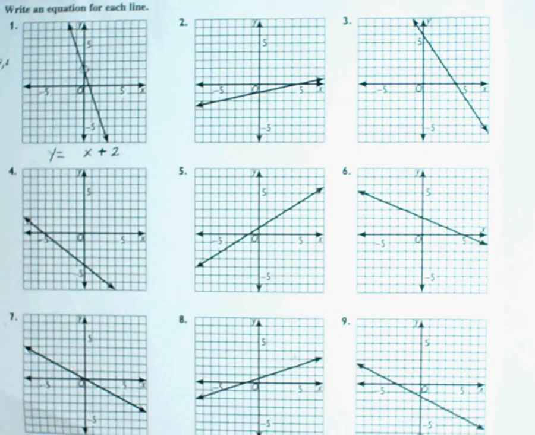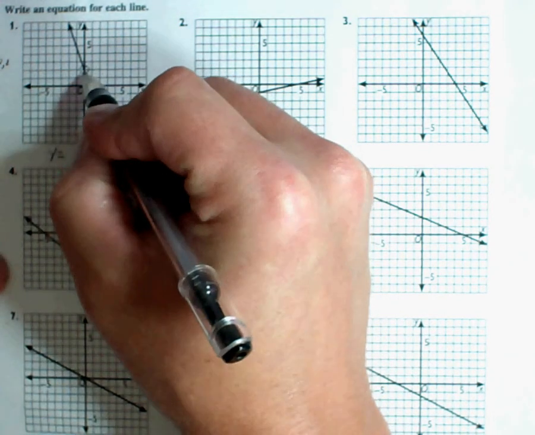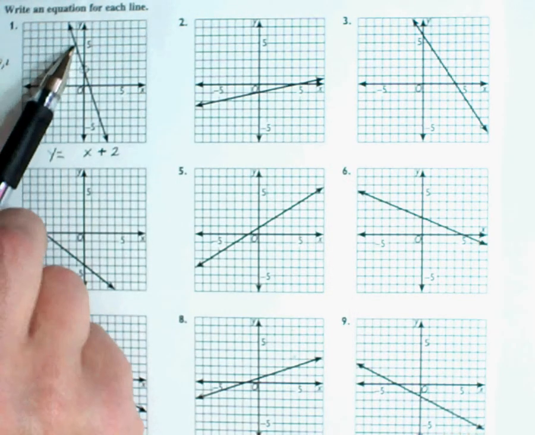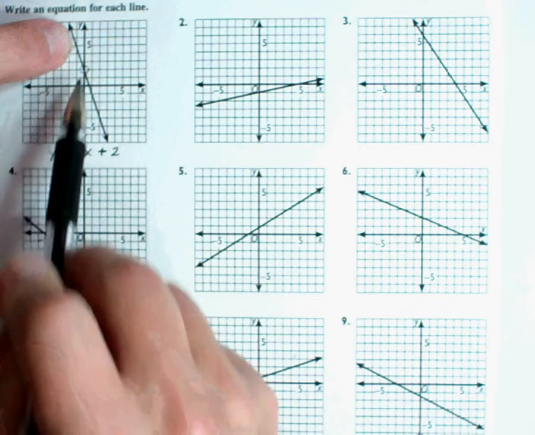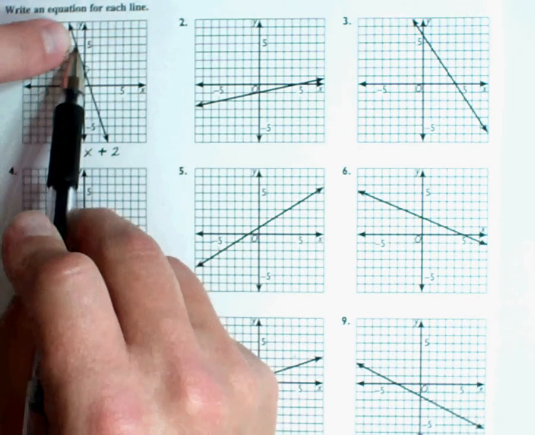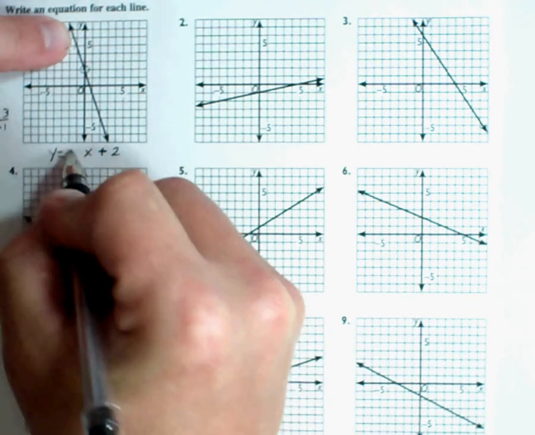All I have to do is figure out how much my rise and run are, and then I've got my answer. How much did I rise? I went up, let's see, where's the next place that it hits the graph? Right there. Okay? So if I count from 2, 3, 4, 5, I went up 3, and to the left 1. So that makes it a negative 3.